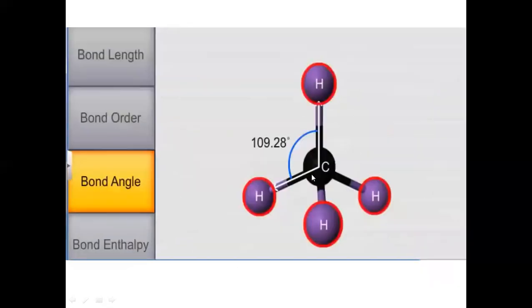See here, this is the figure of methane, CH4. The bond angle in methane is 109.28 degrees. This you need to remember.